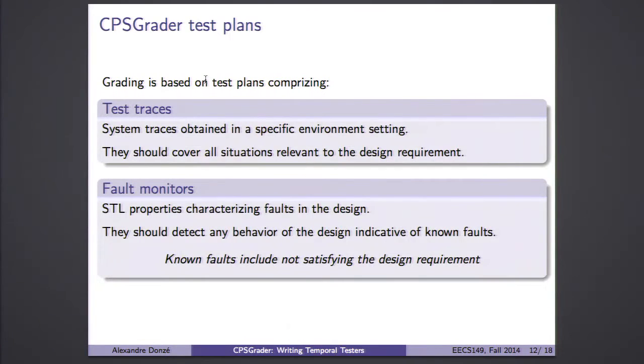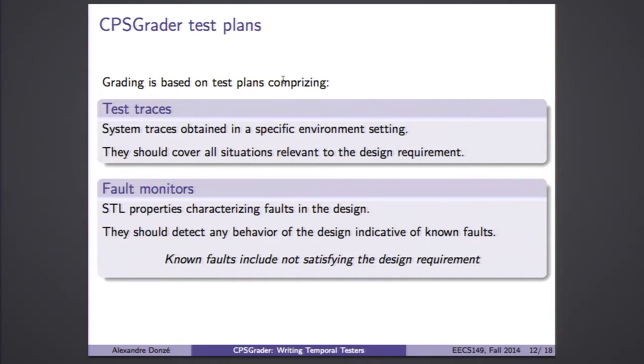And for each of these test cases, we have what we call fault monitors. Fault monitors are essentially STL properties that characterize faults in the design. So we have traces, and for each trace, we have a certain number of STL properties. And each of these STL properties, if it is true, it means that an error was detected in your design. So that's the way we architected the thing.